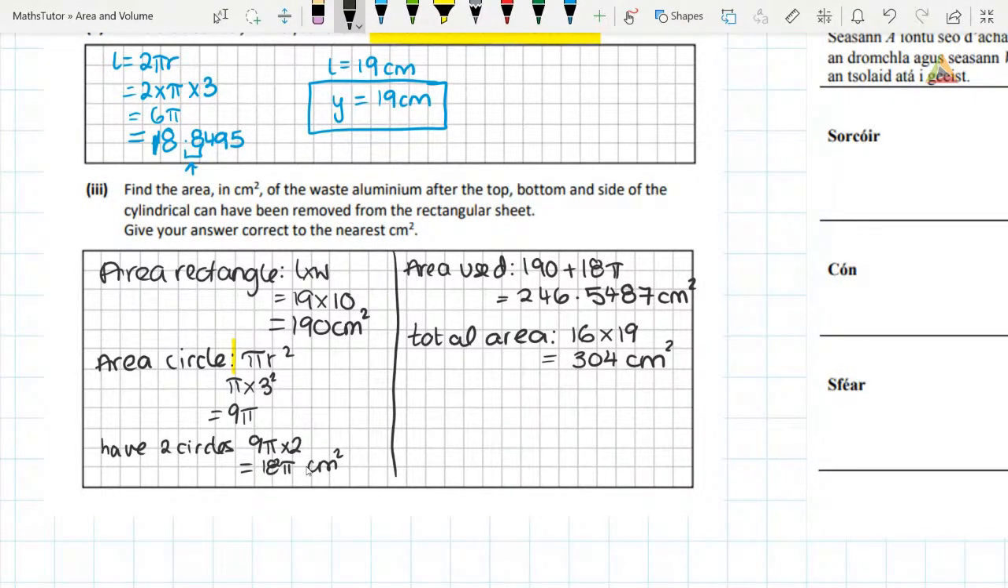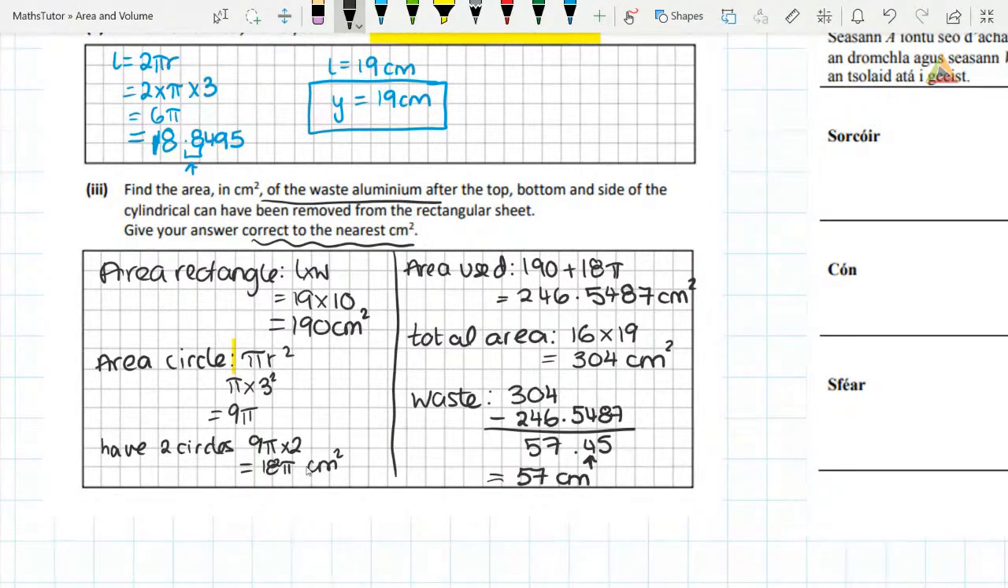So the question was the area of the waste aluminium. So the waste is to subtract. So I'm going to say 304 is the total area minus the 246.5487. And when I subtract those, I'm going to get 57.45. And it says to the nearest centimeter. So the 4 here tells me to leave that alone. So I get 57 centimeters squared waste.